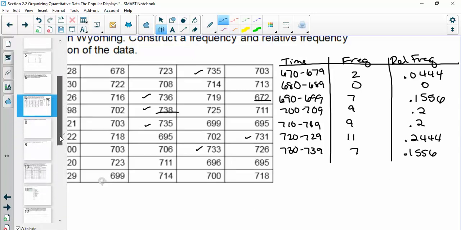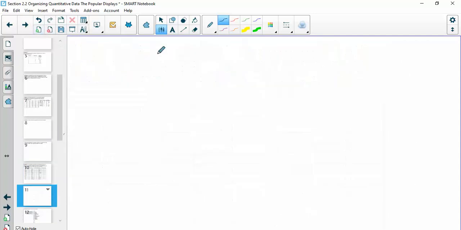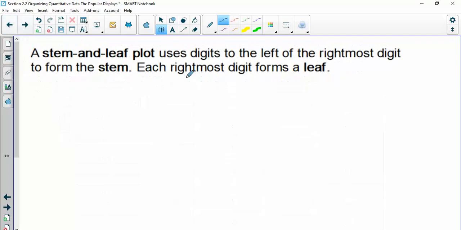Okay, so let's talk about stem and leaf. I think I'm going to nix this example. I'm going to add in one with less data. So if we're looking at a stem and leaf, it uses the digits to the left of the rightmost digit to form the stem. Each rightmost digit forms a leaf. Okay, that sounds really confusing.